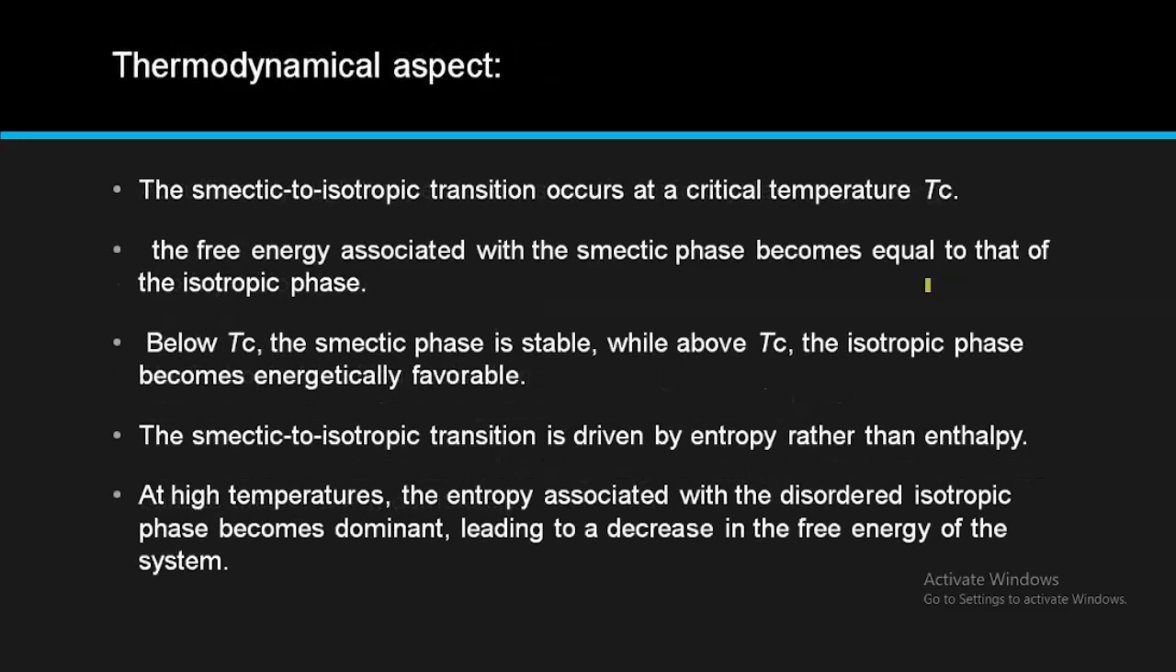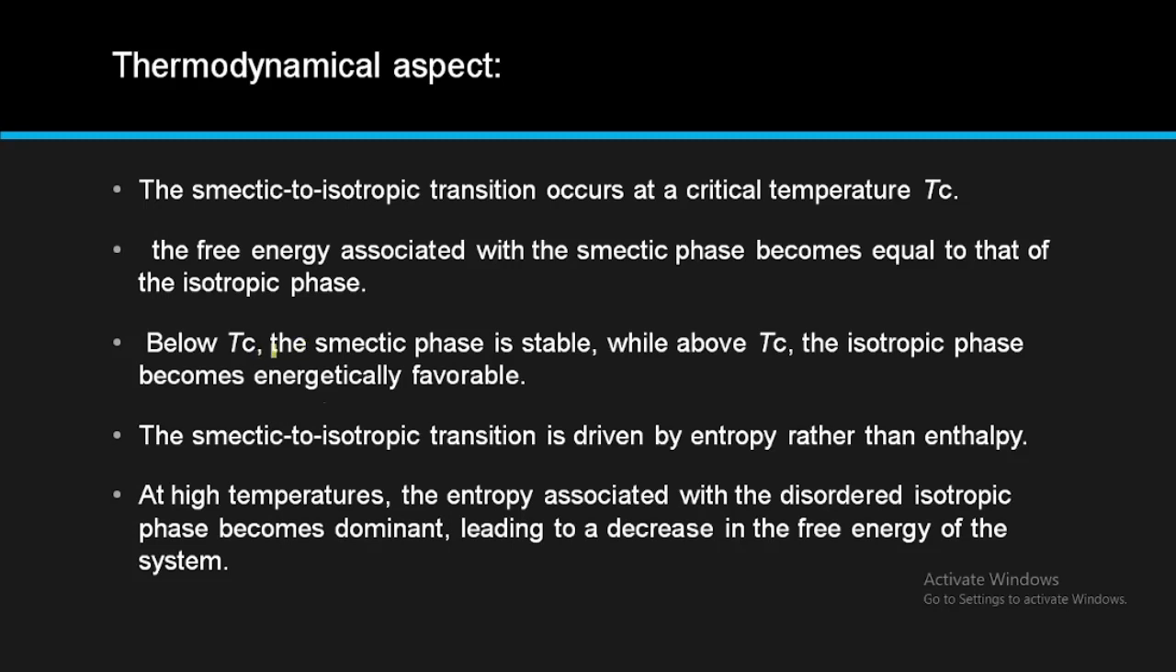Fine. Now we get into the thermodynamical aspects. We know that there is a temperature at which the transition occurs. We call it the transition temperature or critical temperature. We know that the free energy is very important in thermodynamical aspects of any matter. So the free energy associated with the smectic phase becomes equal to that of the isotropic phase. Fine. So what happens below the transition temperature or critical temperature and above?